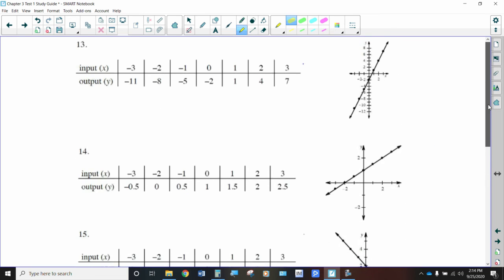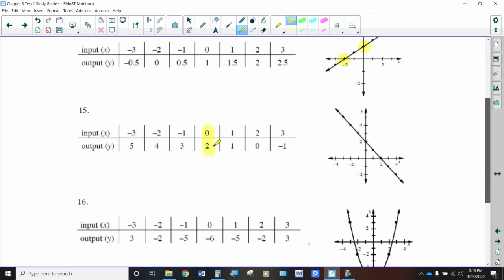So taking a look at 13 and 14, there's the -2, 0. There's the 0, 1. Here you've got the y-intercept of 0, -2. Here you've got 2, 4. There's the 2, 4. There's the 0, -2.